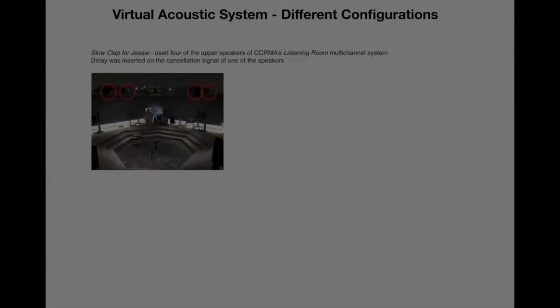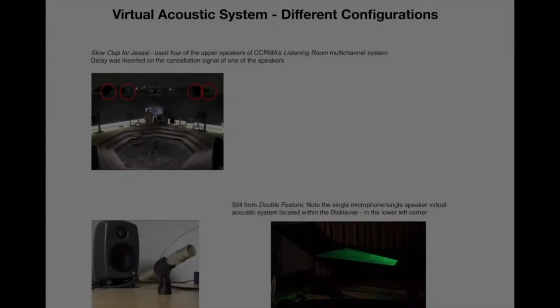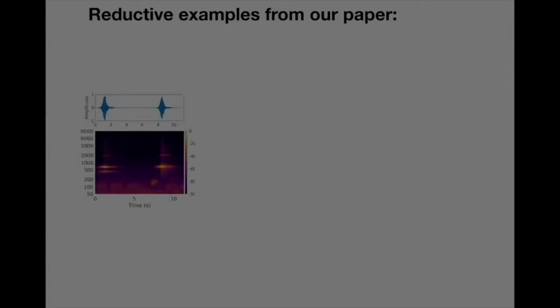In the second sound excerpt, a single mic and speaker system was used, which were placed inside a disc lavalier. It is worth noting that in this first sound example, the virtual environment is stable. In the second sound example, it is dynamic. That is, it is continually changed as the piece goes on. It is important to mention that in our paper, we present both methods of system destabilization and restabilization in a reductive form. As seen here, we cover and uncover the microphone of a single speaker and microphone virtual acoustic system.